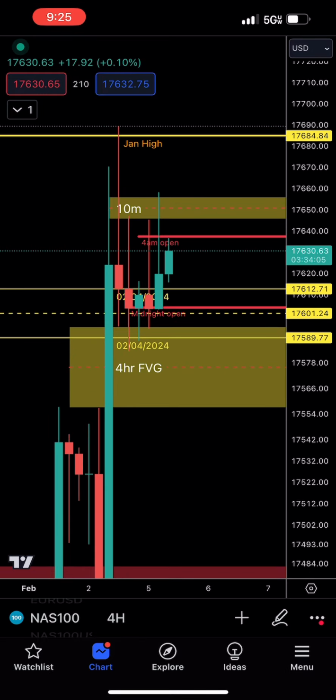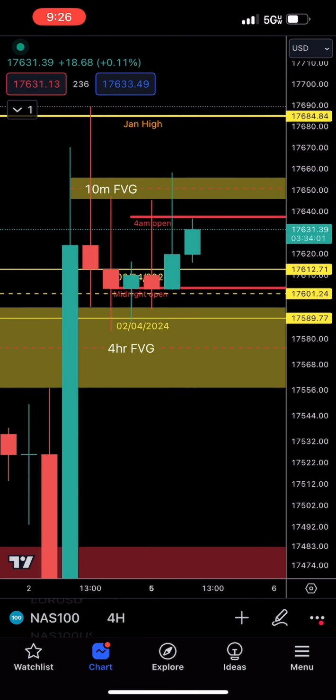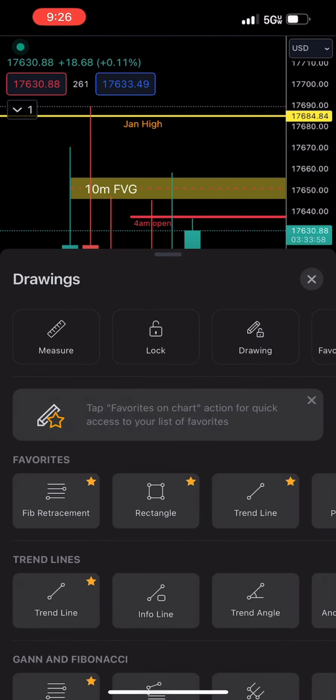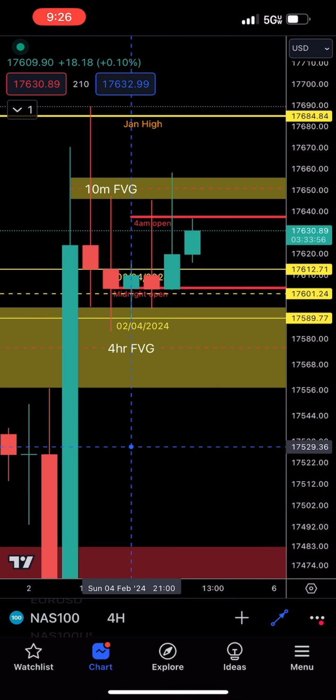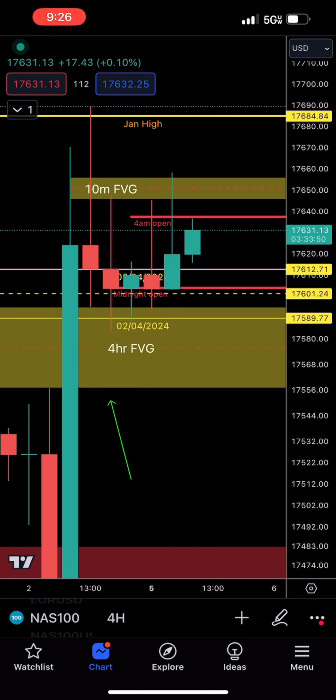And the reason why I was looking at that is because, as you guys can see on the 4-hour chart, we have a fair value gap right here that we're looking at. The market is currently respecting this 4-hour fair value gap. And then we also had a 1-hour fair value gap last Friday that the market decided to respect.